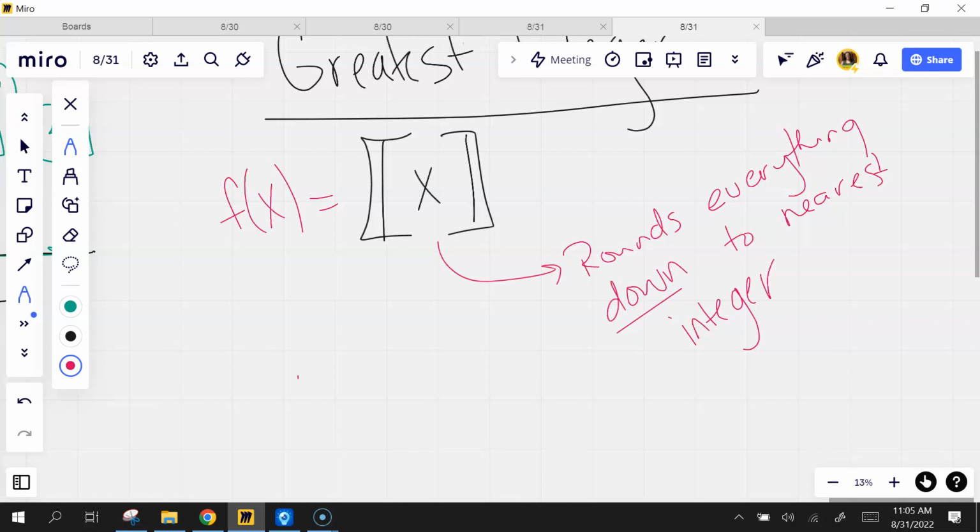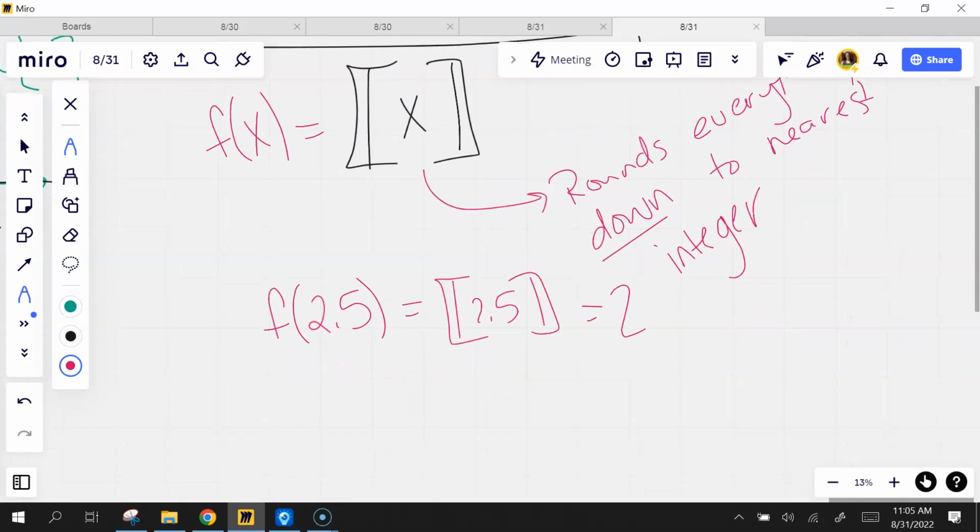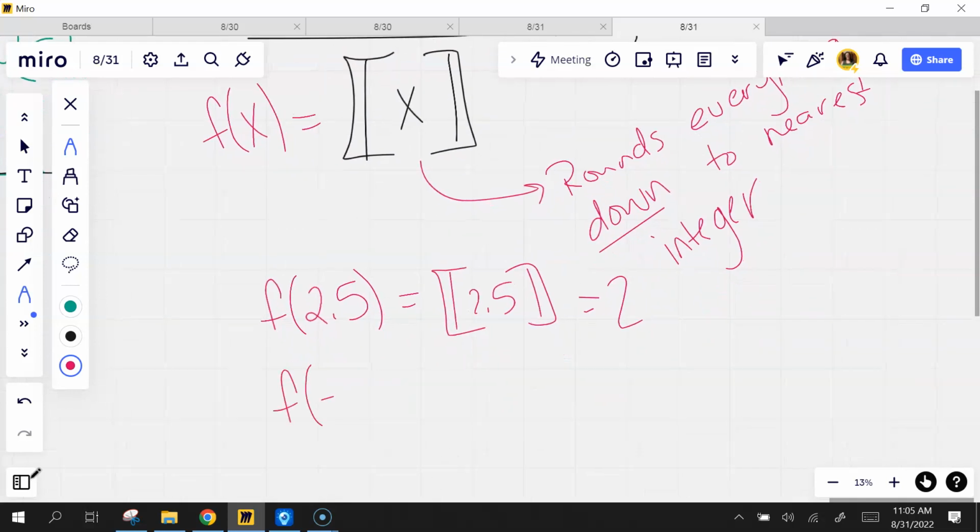But if f of x is the greatest integer here, what would f of 2.5 be? What would you tell me? 2. It goes down to the nearest whole number is essentially what it's doing, okay? So it's not so hard to figure out what the value would be. How about negative 4.8? Negative 5. Down, so it's going down below. What's down below negative 4? So negative 5.